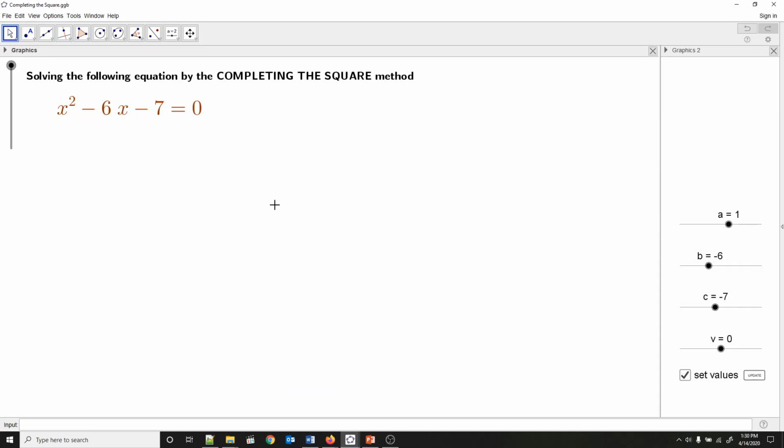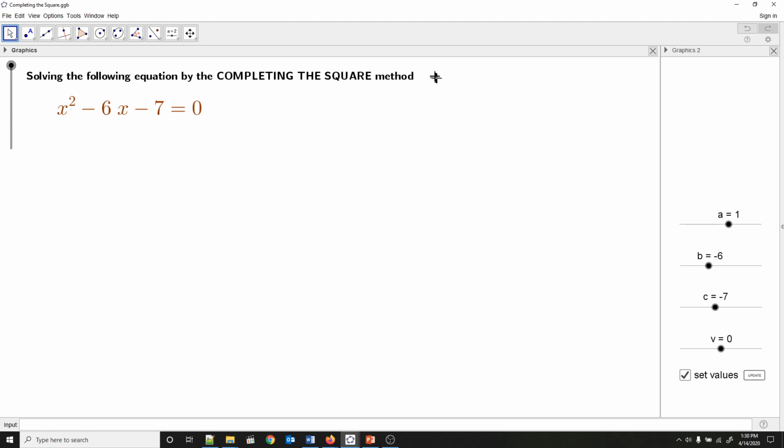This is the first of two videos in which I will demonstrate the process of solving quadratic equations by using what's called the completing the square method. And if you are familiar with my handwriting, or more specifically, handwriting in my math videos, you will understand full well why we're going to use GeoGebra to show all the work.